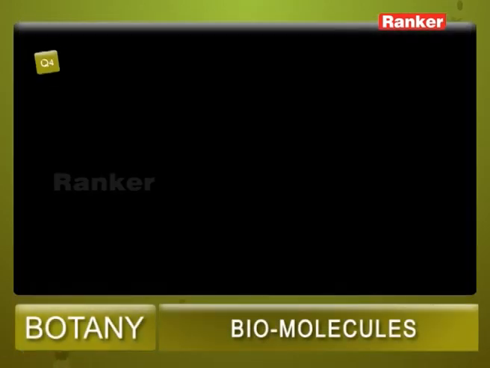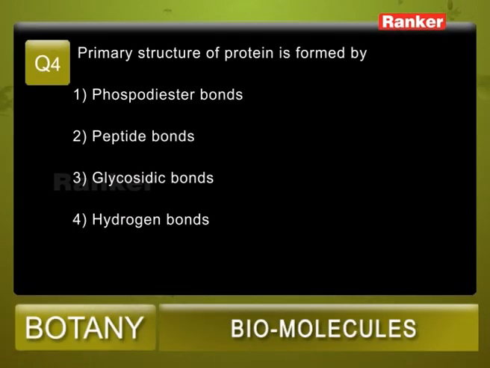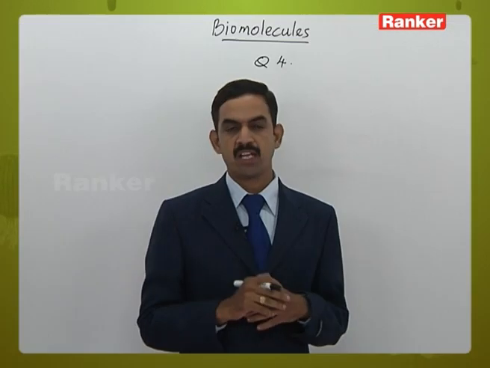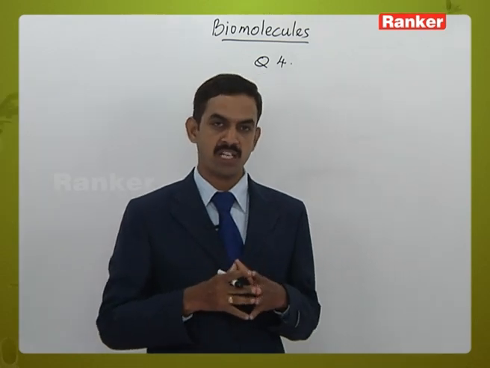Question number 4. The primary structure of protein is formed by: options 1. Phosphodiester bonds, 2. Peptide bonds, 3. Glycosidic bonds, 4. Hydrogen bonds. Okay, what is a protein?